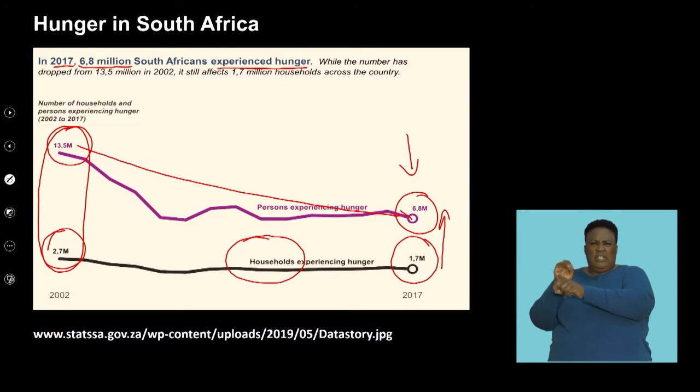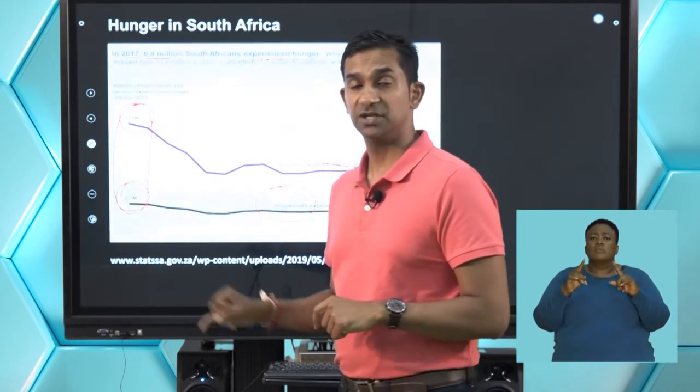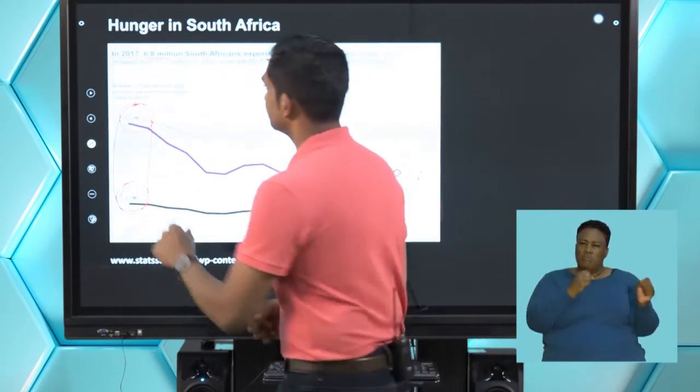So although the stats look promising, where we're seeing a decline in both individuals and households, it is still a significantly large proportion of the population and households that are experiencing hunger. And that, again, speaks to the culture of us consuming food and producing food in a way that ensures that its security is maintained.